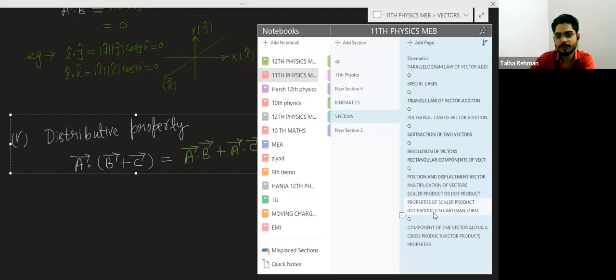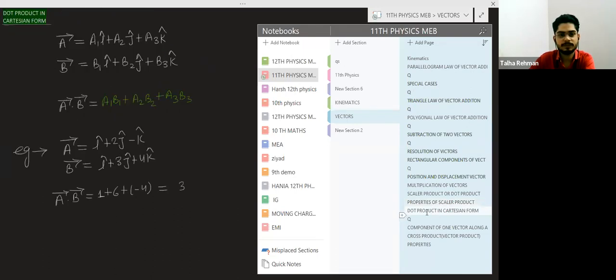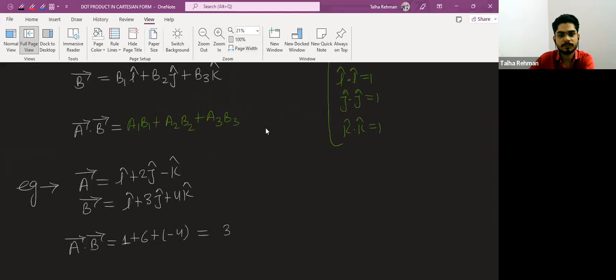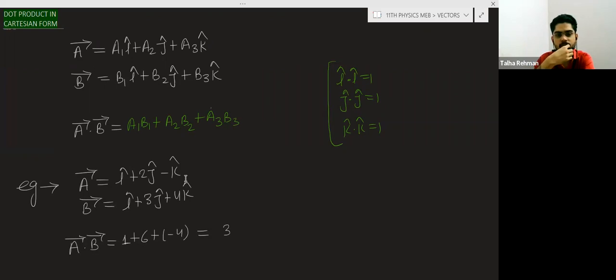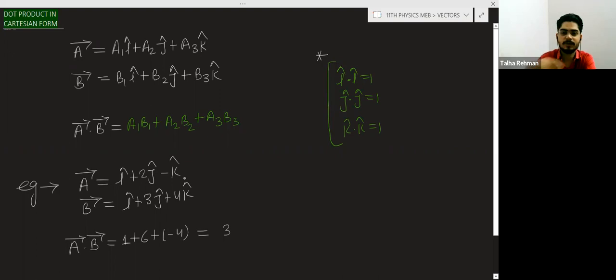Okay, done. Dot product in Cartesian form. Just write this. And remember this also. I dot I is equal to 1, j dot j is equal to 1, k dot k is equal to 1. These are the unit vectors.